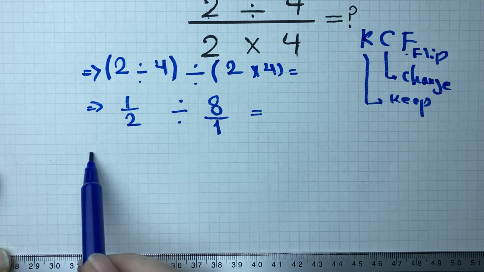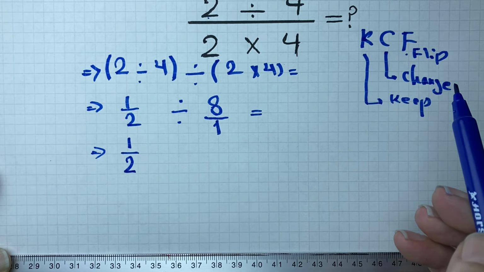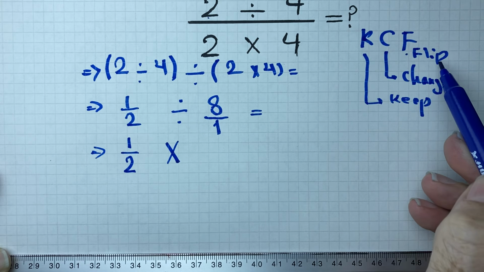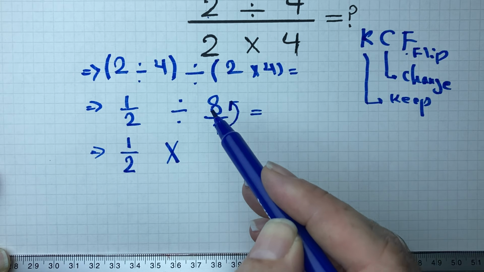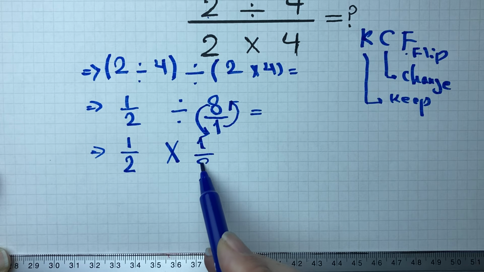Keep the first fraction. Let me rewrite it. 1 over 2. Change division to multiplication. And lastly, flip the second fraction. 1 goes up, 8 comes down. So it is going to be 1 over 8.